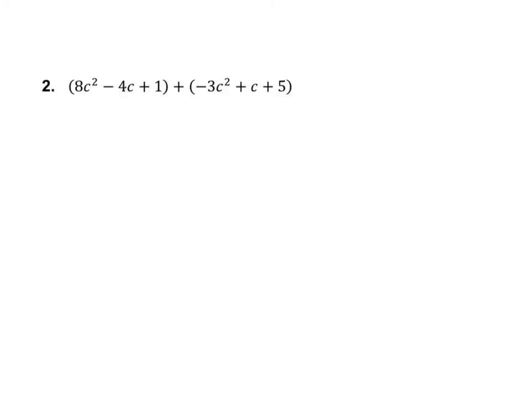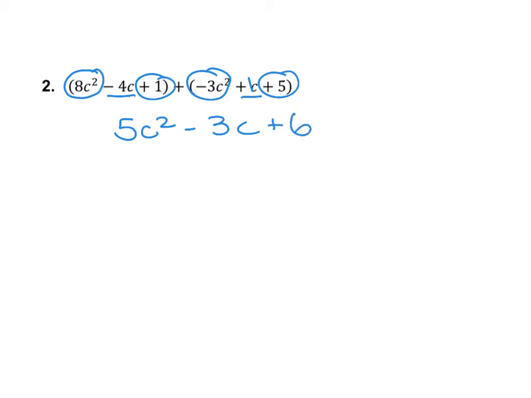So let's take a look at our next one. We have 8c squared minus 4c plus 1, and then we have plus negative 3c squared plus c plus 5. So we're going to combine right here, and we'll have 8c squared minus 3c squared, which is 5c squared. And then we're going to combine our negative 4c and plus 1c. So we'll have minus 3c and then plus 6. And now we've combined all the like terms.